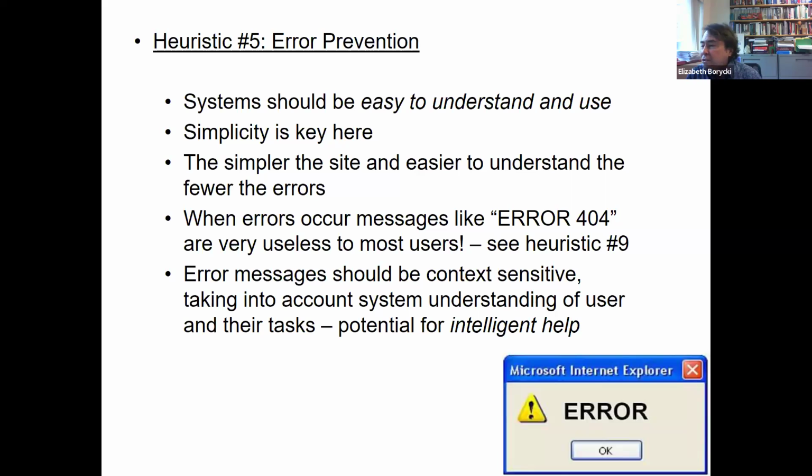Error 404 is meaningless. One of the areas I worked in a very long time ago, my first work in computers, was developing intelligent help systems. That's an area where AI could help with this. But at any rate, whether the system is AI or not, you should look at it and say, does it provide error prevention information that's useful?